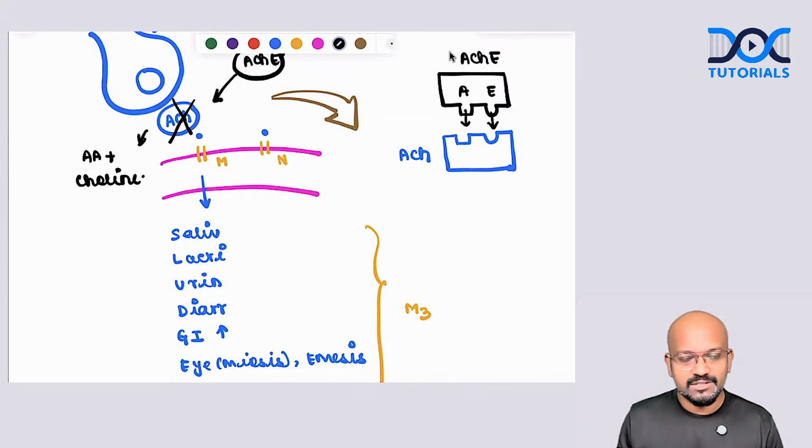So whenever a stimulus is coming up from the brain, like your cranial nerves 3, 7, 9, and 10, which are the parasympathetic cranial nerves, whenever that is getting stimulated, acetylcholine is released, binds with the receptors, produces these symptoms. And acetylcholinesterase enzyme will bind with the anionic and esteratic site, tend to break down the acetylcholine. This is what your physiology is.